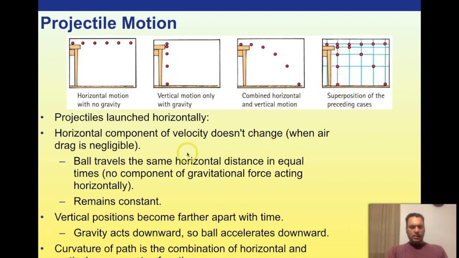All right. So let's see what we have here. The horizontal component of velocity doesn't change when air drag is negligible. The ball travels the same horizontal distance in equal times. Okay, we've gone through all that. The curvature of path is the combination of horizontal and vertical components of motion. So that's what we're seeing right here in graphical form.